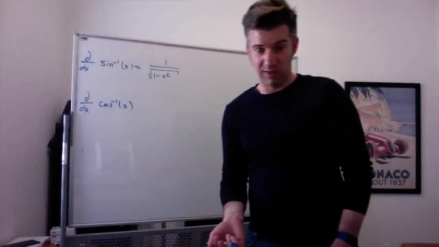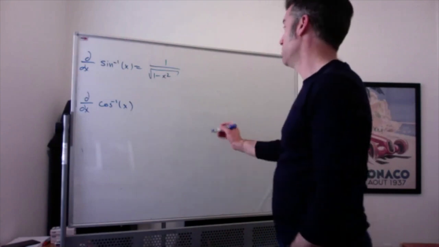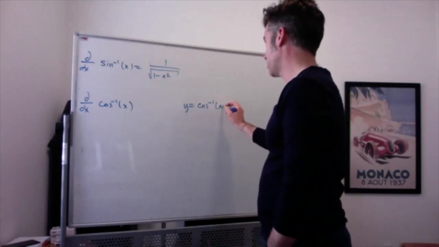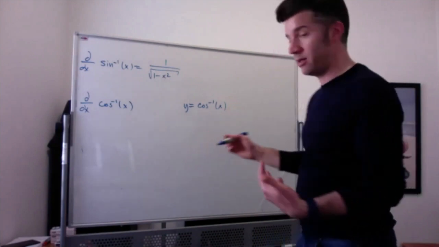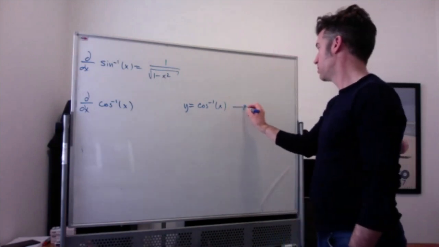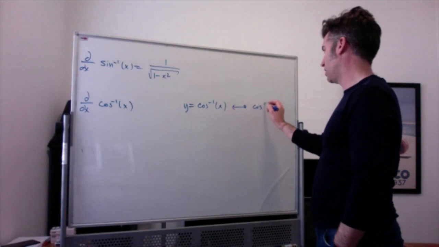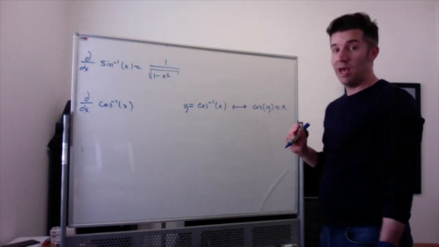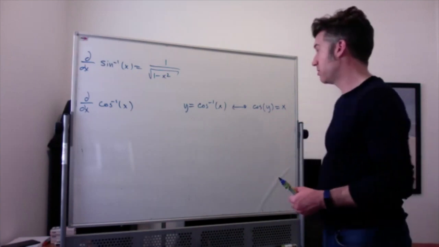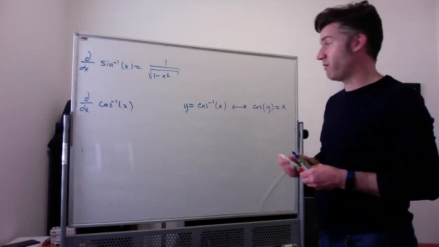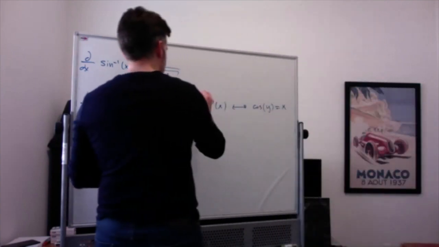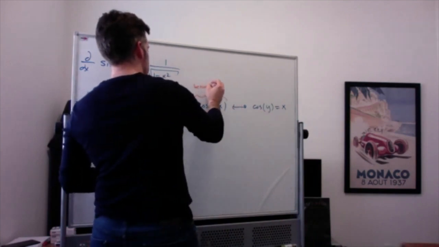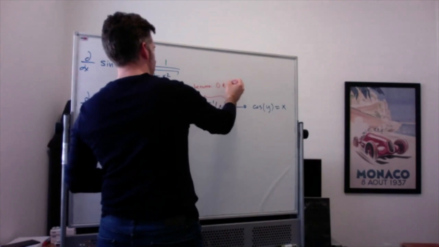I'm going to do it the way I like to do it because I just think it makes sense. I'm going to write y equals inverse cosine of x. I'm immediately going to rewrite this as cosine of y equal to x. I will remind everybody that inverse cosine of x has values that are between 0 and pi.